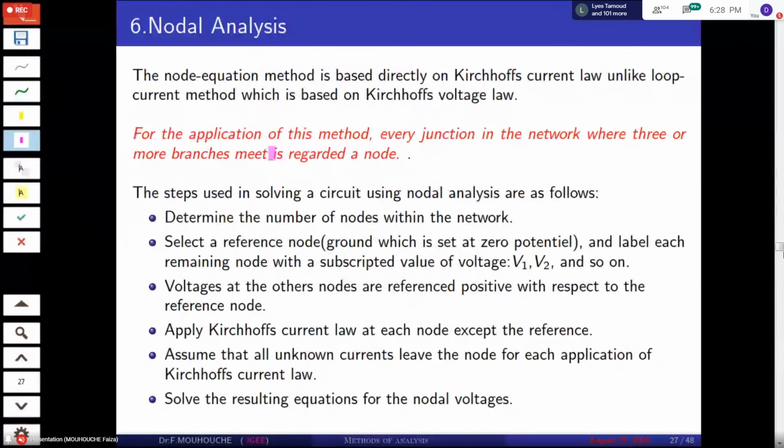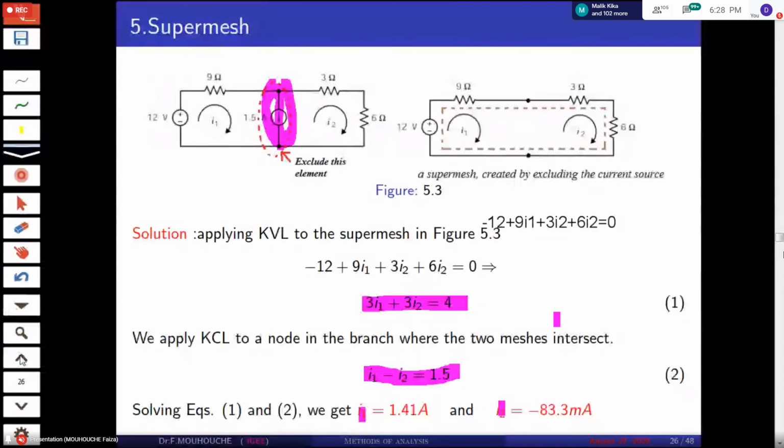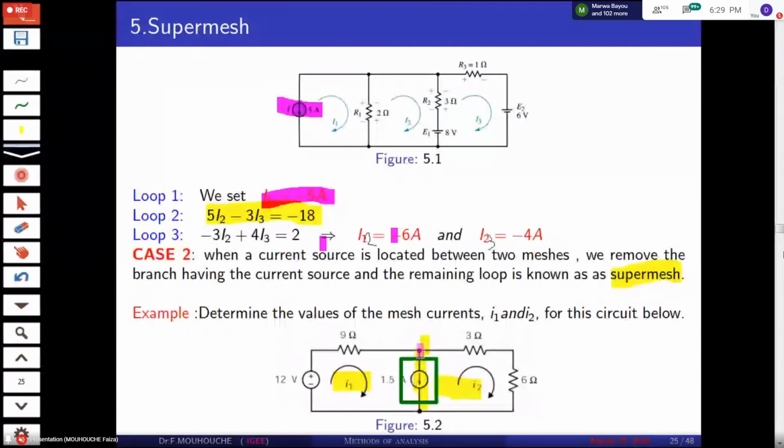For the application of this method, every junction in the network where three or more branches meet is considered. For example, in the previous example, I will return to the first one. Yes, this one is called a node. We have the intersection of the branches. This is called a node.